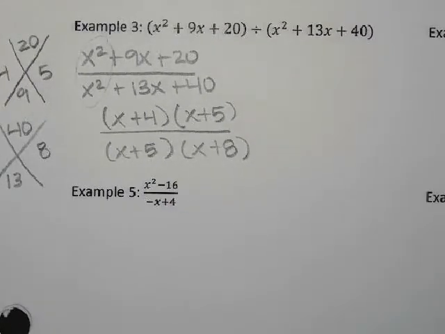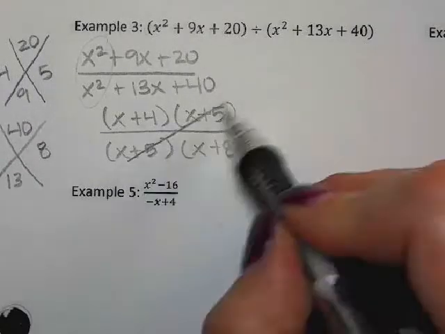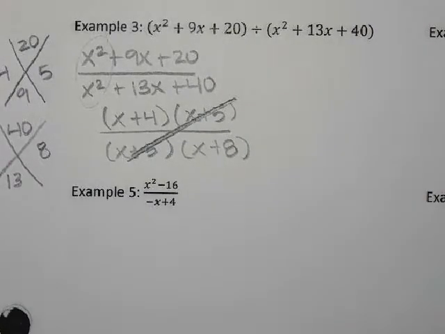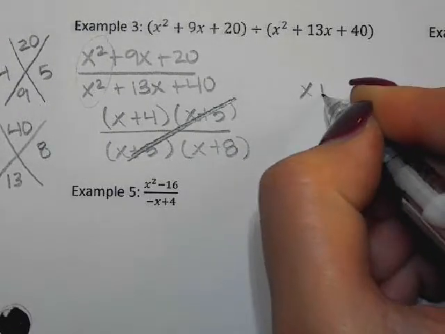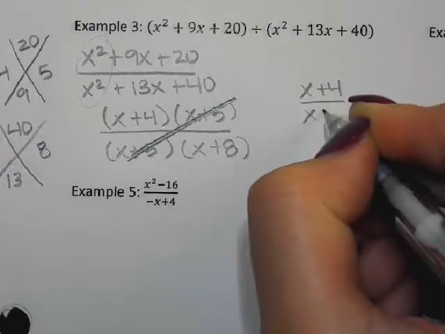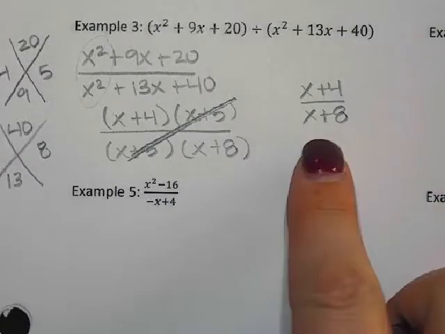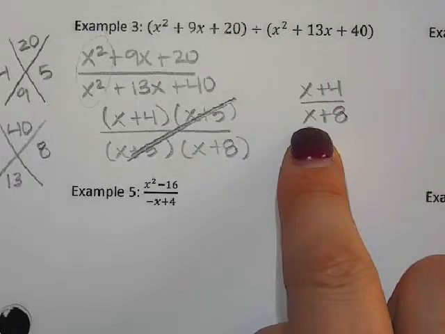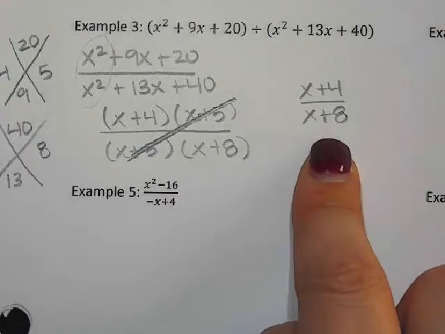And what do you guys see? Yeah, these are going to divide to be 1. X plus 5 divided by x plus 5 is 1. So I can say those cancel. And then my result is x plus 4 over x plus 8. Can I cancel the x's? No, that would kill a puppy, because that's addition divided by addition. And addition and division do not cancel.